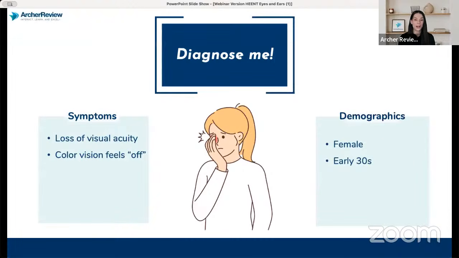Now, what if a young Caucasian female in her early 30s came in complaining of loss of visual acuity over the last week? She also tells you her color vision just feels off. So it doesn't feel like she can't see any colors, but it feels a little off. What might that be? And this is something you don't want to miss in primary care because it's indicative of a larger diagnosis.